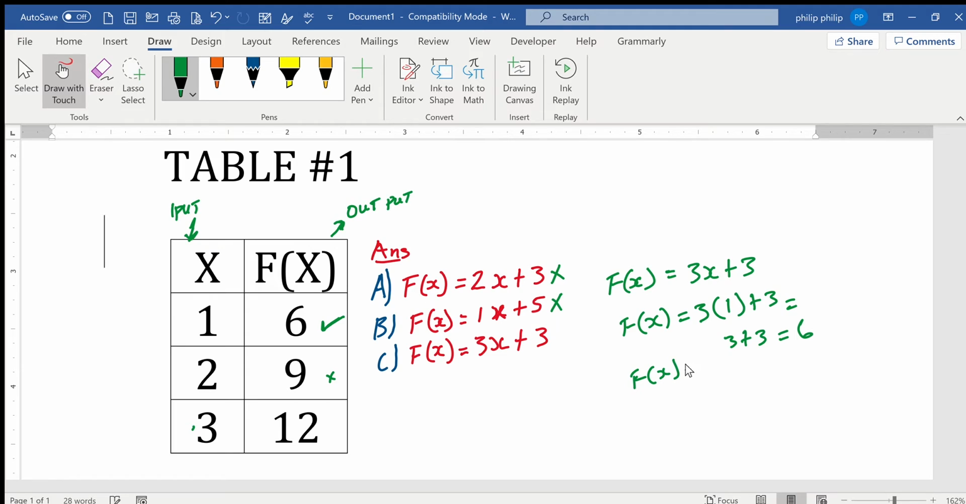x is equal to 3. What's our next input value? It is 2. So plus 3. Remember, 3 times 2, this is 6, plus 3, this is going to be what? 9. Right? 6 plus 3 is 9. Alright, so that means it satisfies this value.